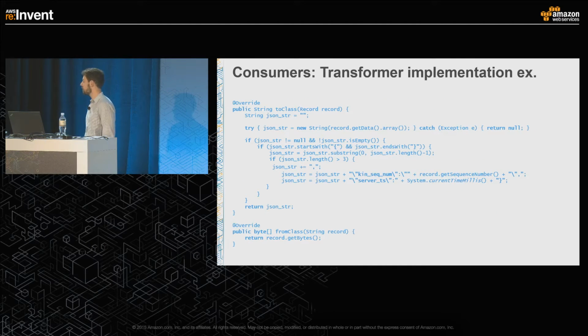All right, so what might a transformer implementation look like? So we're not really doing a whole lot here. You could do more. The important stuff is that we're adding the sequence number into the record, and then we're getting the system timestamp. So right now there isn't a way for us to get the timestamp of when a record was added to the stream, which is what we really want. Theoretically, Amazon is going to come out with this, and will let us have access to that data.